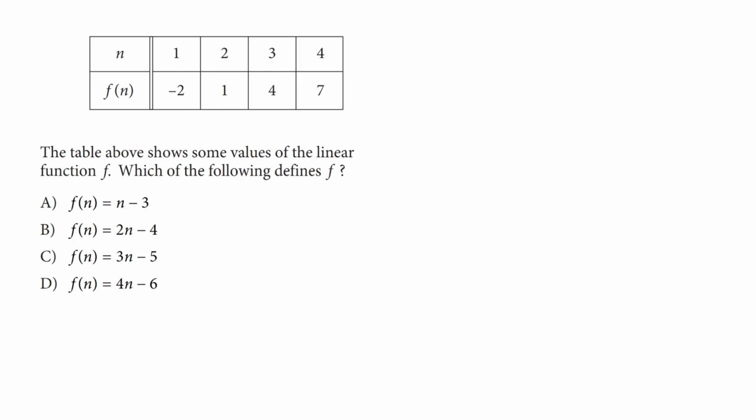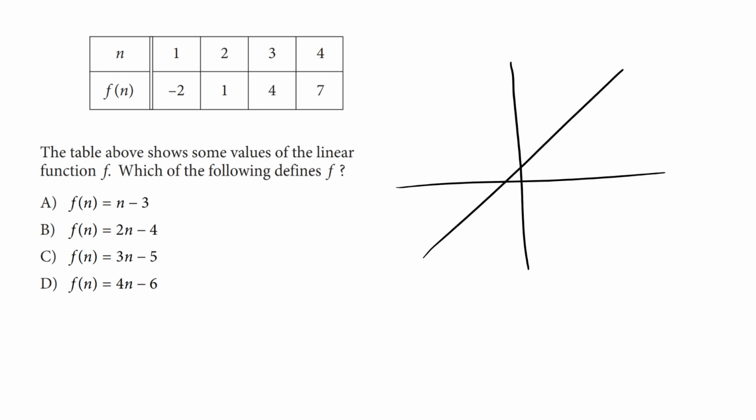The table above shows some values of the linear function f. Which of the following defines f? So if it's a linear function, that means it's a line, and lines have a slope and a certain set of points that we can see here. So we want to figure out which one of these equations represents f.